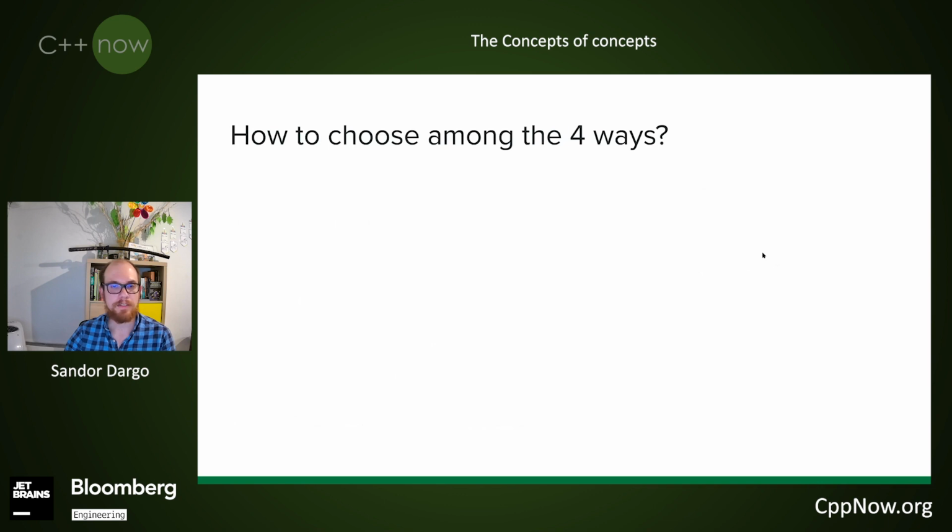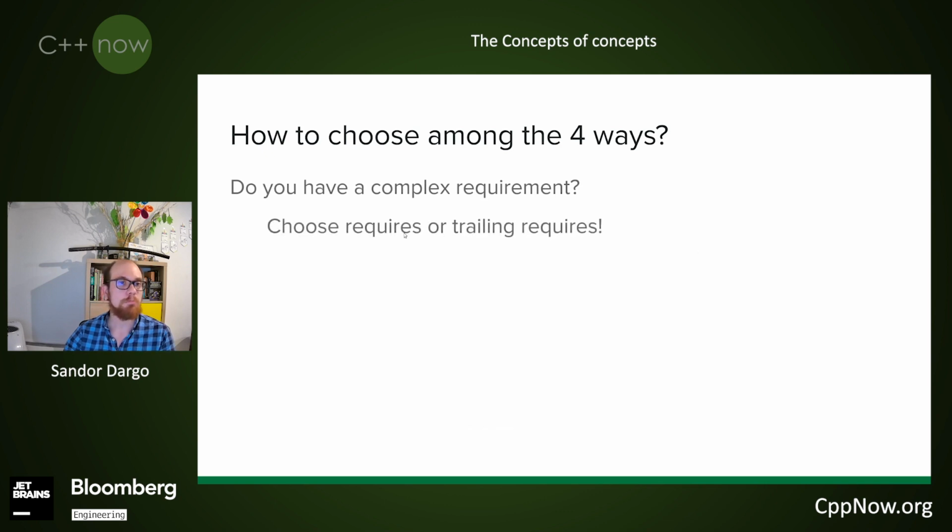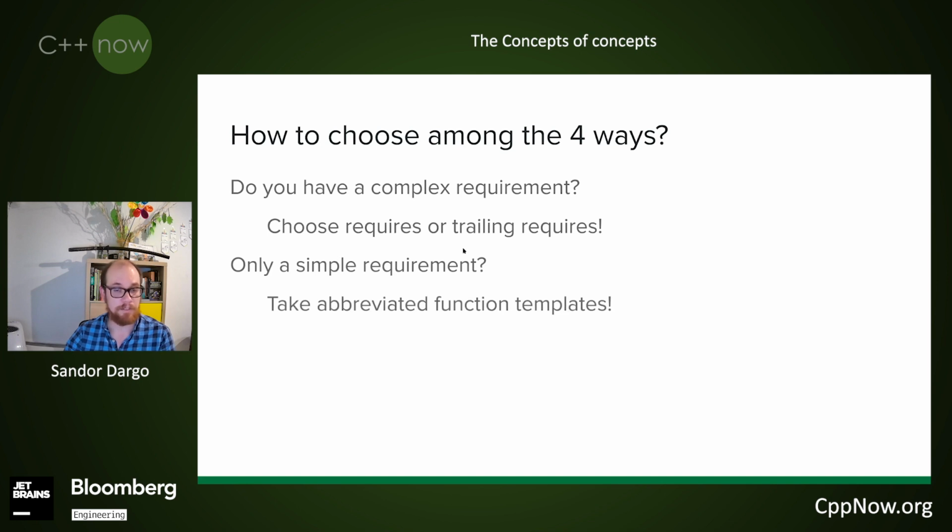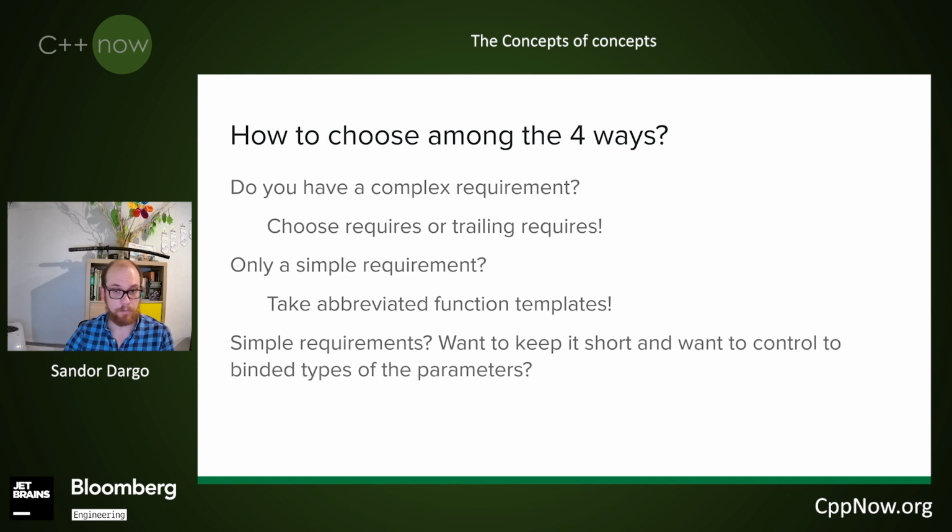So how to choose among these four ways? Well, we have a lot of different ways, right? If you have a complex requirement and it's not a named concept, then you have to choose either the requires or the trailing requires clause. You don't really have many options. If you only have a simple requirement, then you can take the abbreviated function templates. It comes in handy. It's really easy to use. But if you have a simple requirement and you still want to keep it short, so you don't want to go with the requires clause, but you want to control the binding types of the parameters, so you don't want to allow that previous example, add, to be called with an integer and with a double at the same time, then you can go with the constrained template parameter.